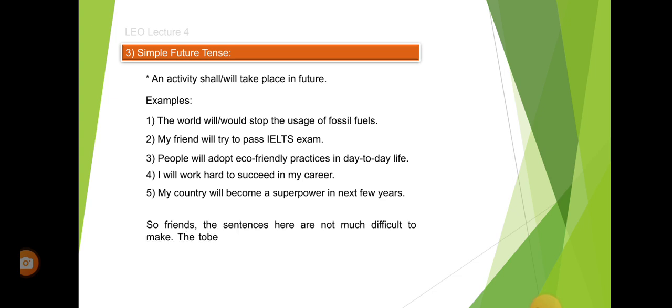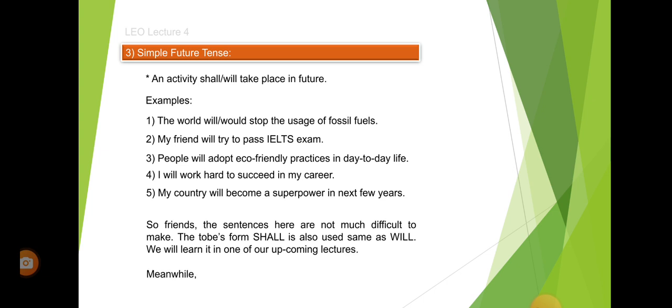So try to make 10 more sentences on your own, friends, and see whether your understanding is clear or not. Try to make 10 more sentences using will or shall followed by the simple form of the verb.